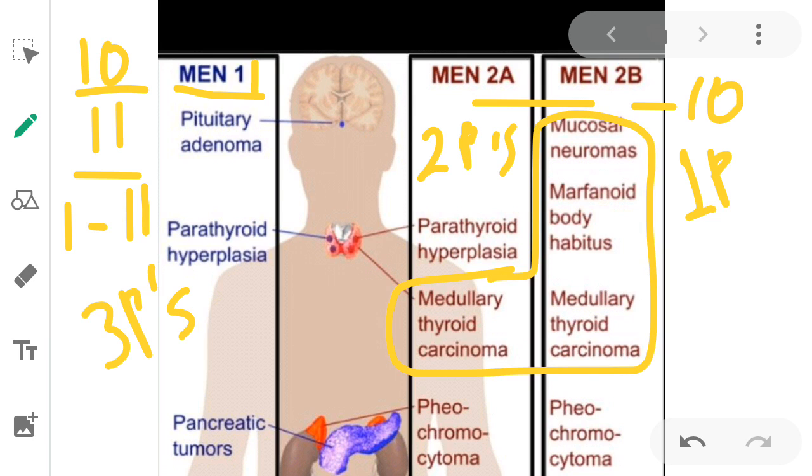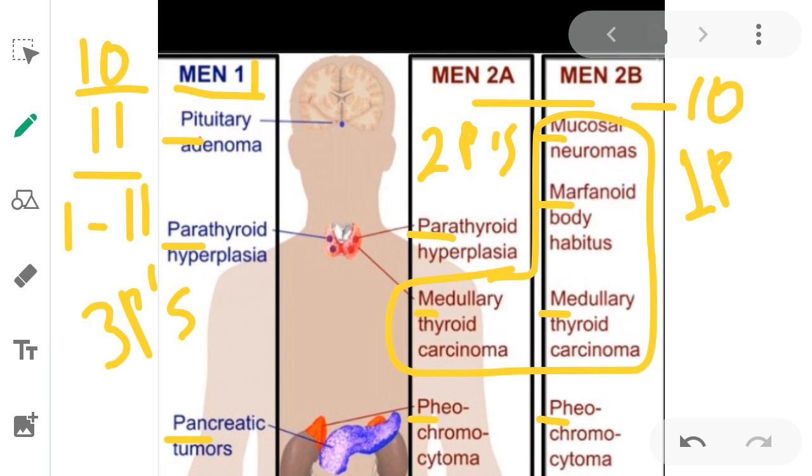So in MEN1 there is pituitary adenoma, parathyroid hyperplasia, and pancreatic tumors. In MEN2A there is parathyroid hyperplasia, pheochromocytoma, and medullary thyroid carcinoma. In MEN2B there is pheochromocytoma and medullary thyroid carcinoma, which is also in MEN2A, and it also has mucosal neuromas and marfanoid body habitus.